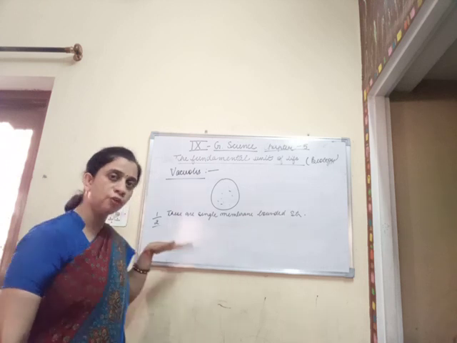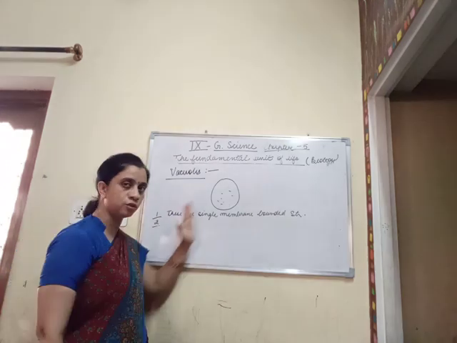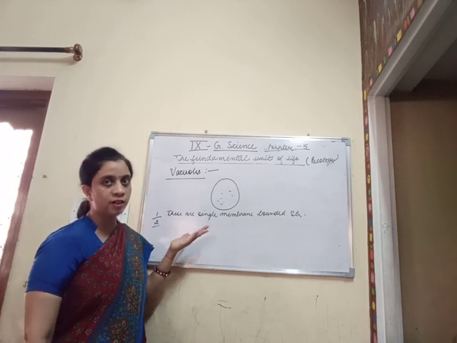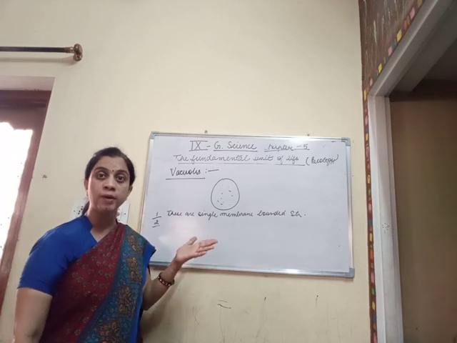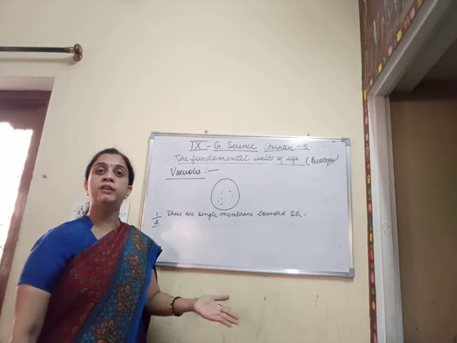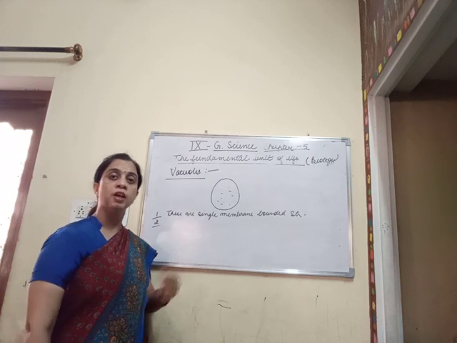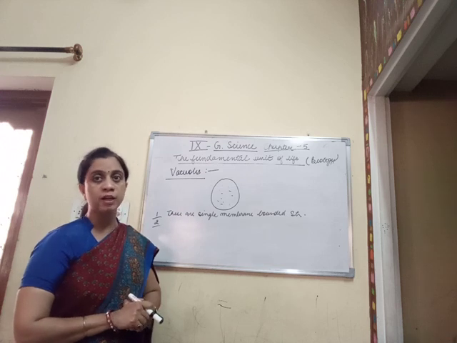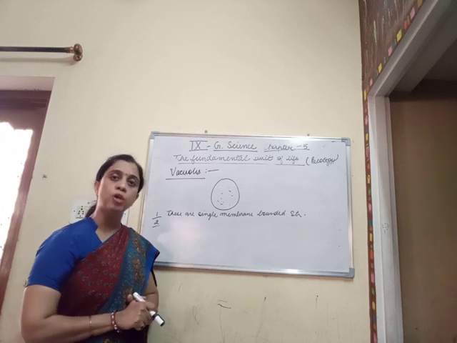But here again, for revision purposes, we are saying that the vacuoles differ in their shape, size and forms, and even in number, depending upon the type of the cell they are found in. So in the plant cells, they are more in number and larger in size, and in animal cells, they are least in number and smaller in size.